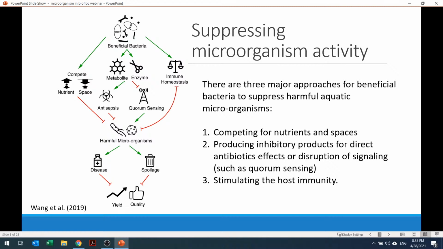Quorum sensing is a process of bacterial cell-to-cell chemical communication that responds to signaling molecules called autoinducers. The autoinducer is a compound secreted by the bacteria cell. This biostatic effect suppresses harmful microorganism-induced aquatic animal disease and product spoilage to advance the yield and quality of aquatic product.